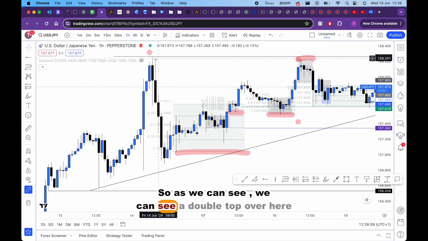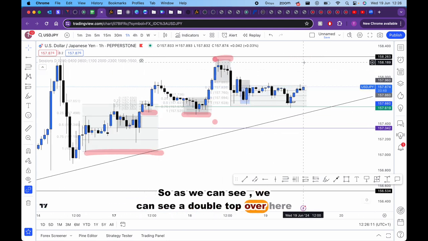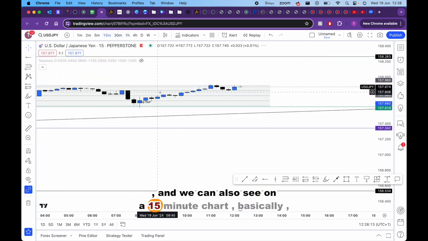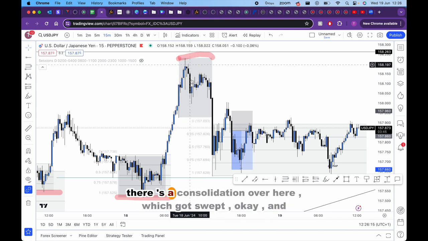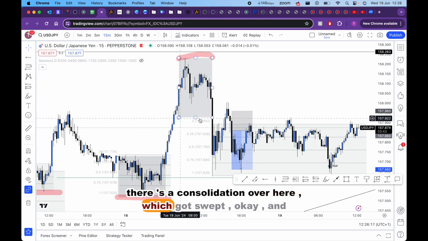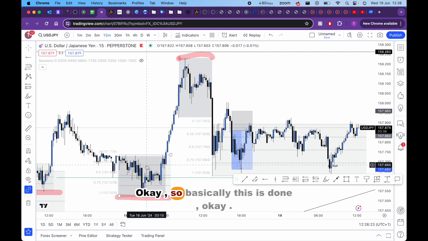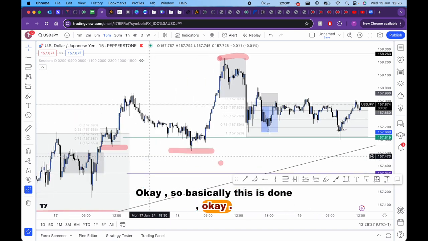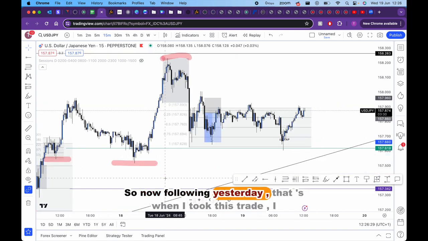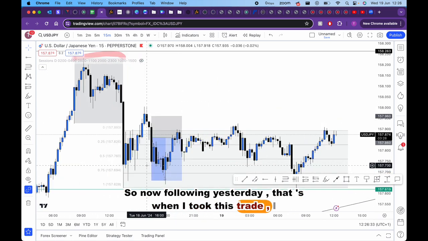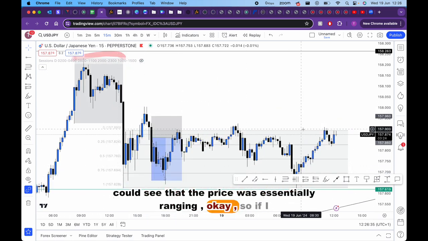So as we can see, a double top over here, and we can also see on a 15-minute chart basically there's a consolidation over here which got swept. Okay, and it got swept all the way to the 50% of this range. Okay, so basically this is done. Okay, so now following yesterday, that's when I took this trade, I could see that the price was essentially ranging.